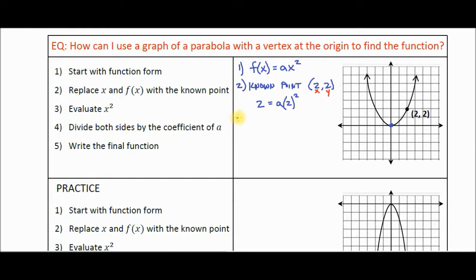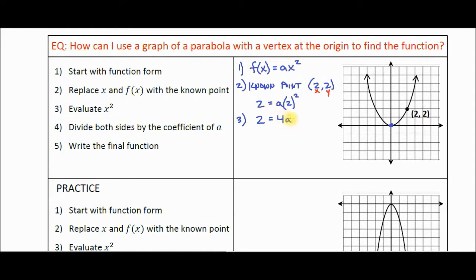Now step 3 says evaluate x squared. Well, x squared is 2 squared. That means our equation is going to be 2 equals 2 squared, which is 4. I'm going to write this in proper math. I'll put the 4 in front. So 2 equals 4a. Step number 4, divide both sides by the coefficient of a.